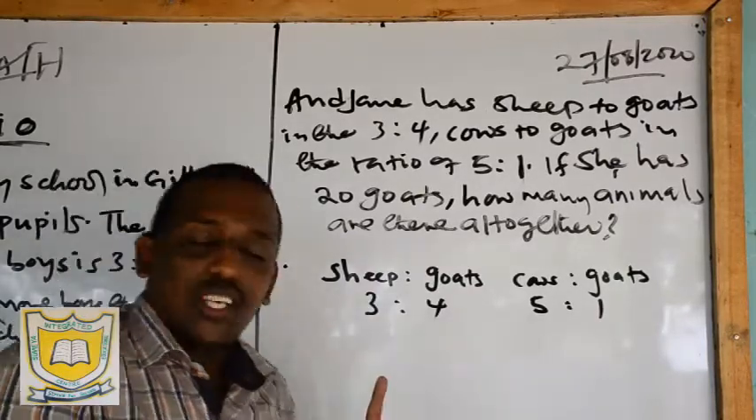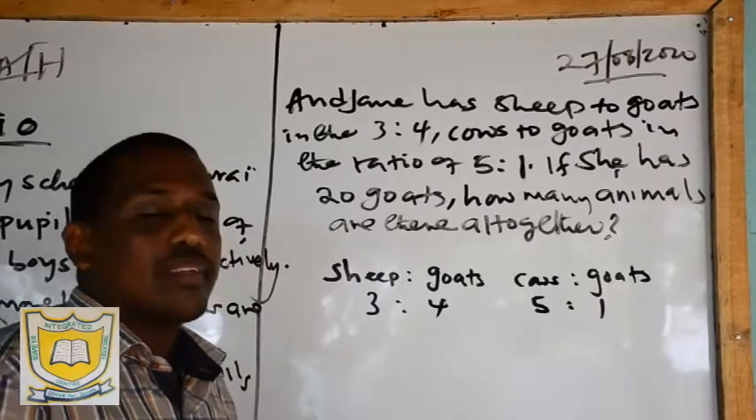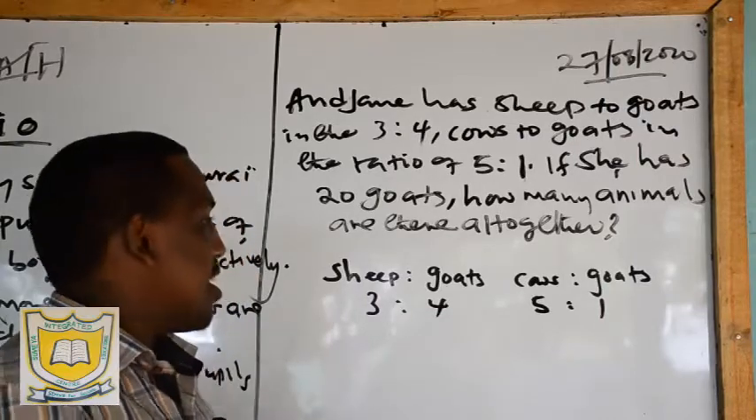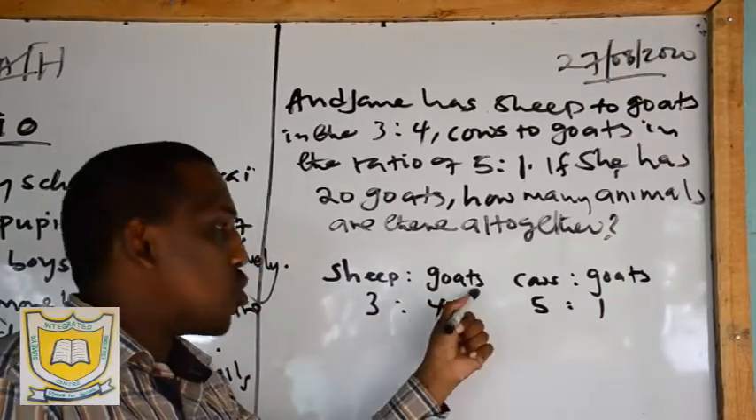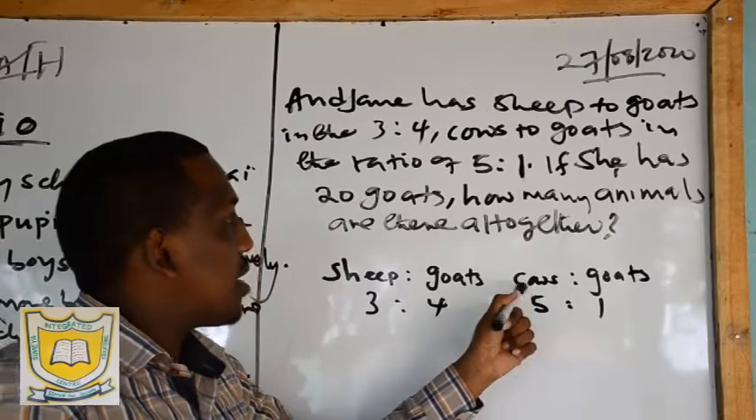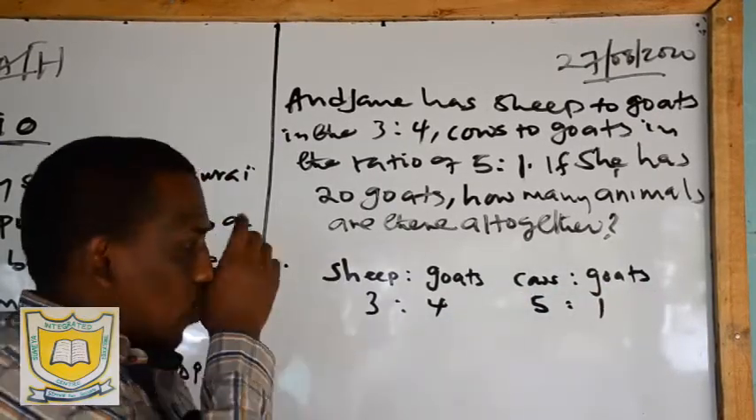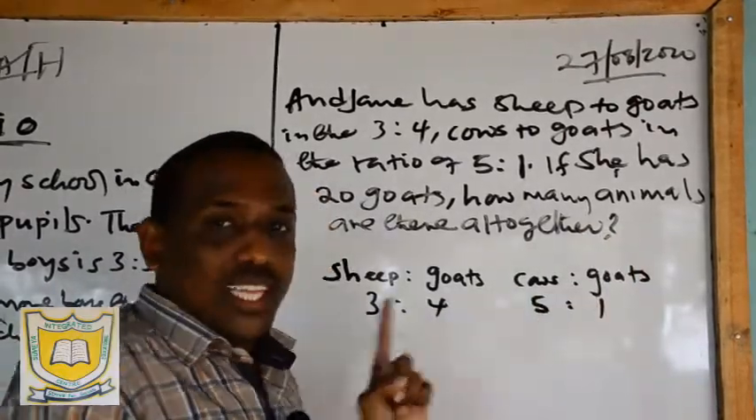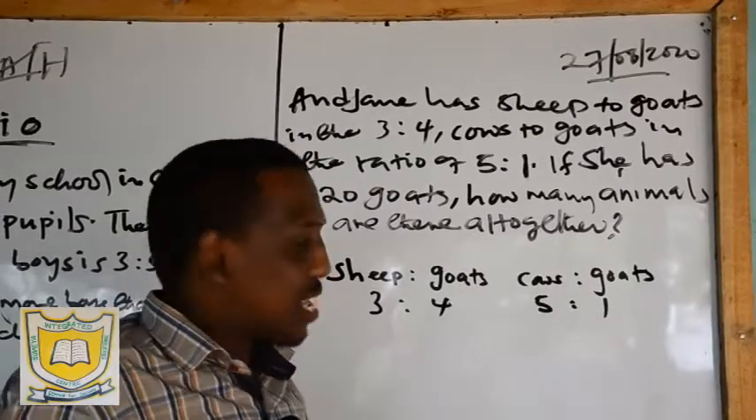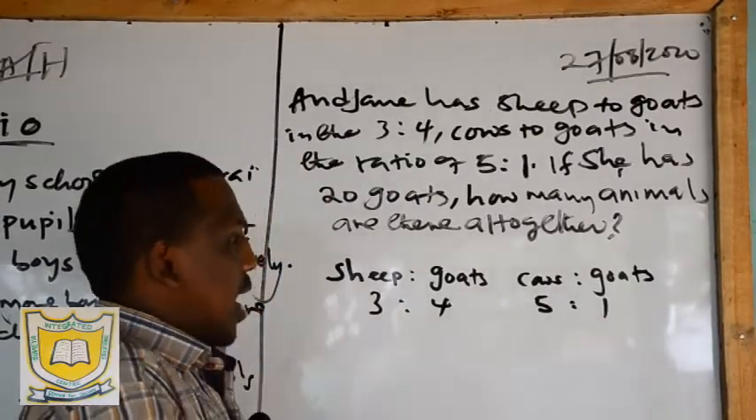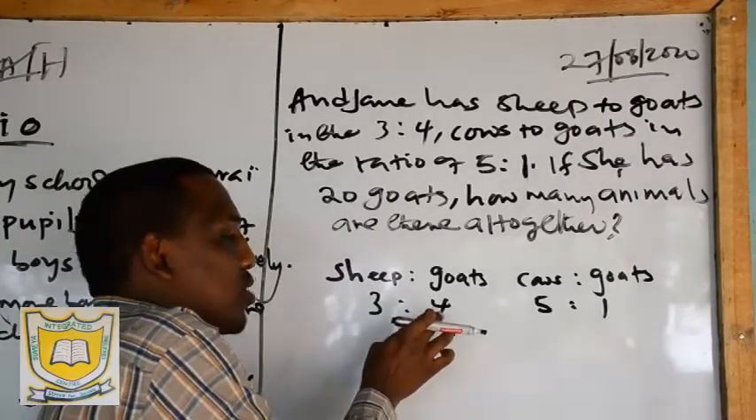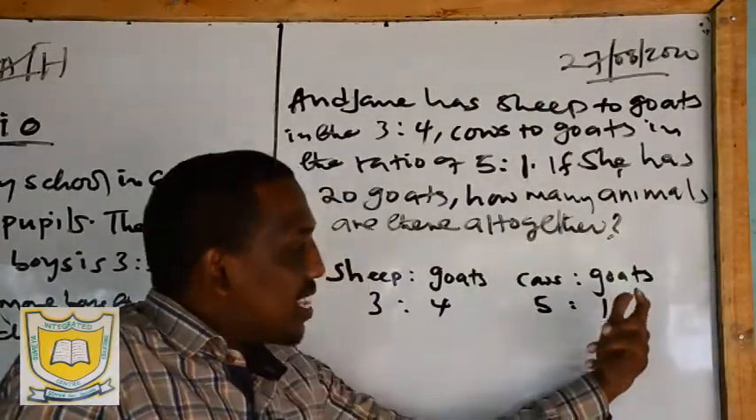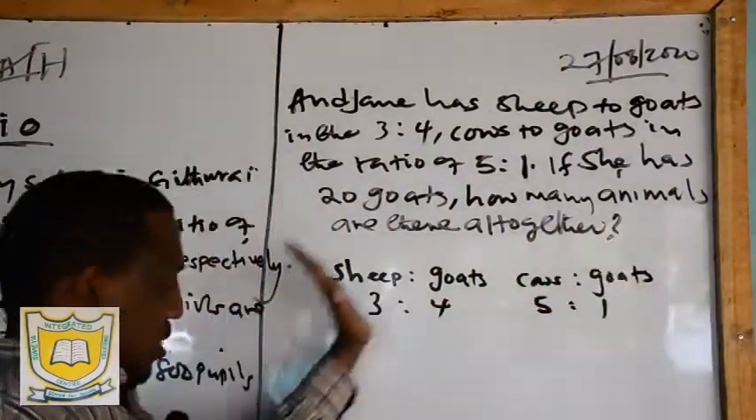So here, the first thing you check is the item that has repeated itself, or the animal that has repeated itself. Here we have sheep, here we have goat, here we have cow, and here we have goat. So there is one thing that has repeated itself, goat. So you check that first. Since goat has repeated itself, what do you do? You take the ratio of goat of this side, you multiply it to the other side ratio.